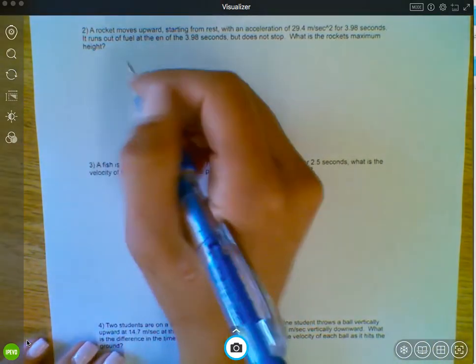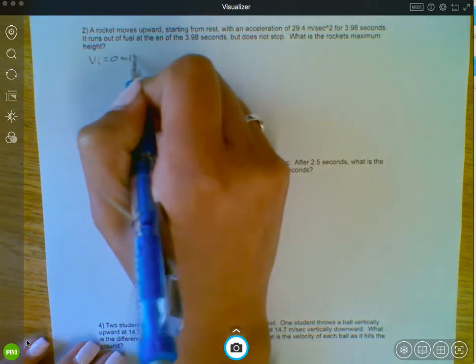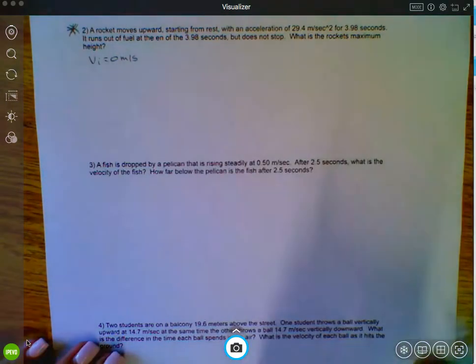All right, so it says a rocket moves upward starting from rest. This is the one we did in class, but we sort of rushed through it, so I want to make sure you guys have this example. This is a really big problem for the test.